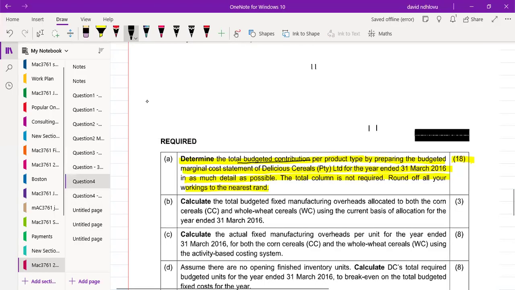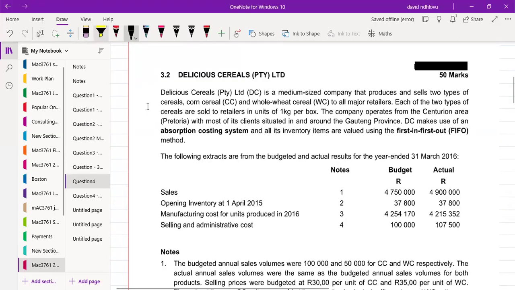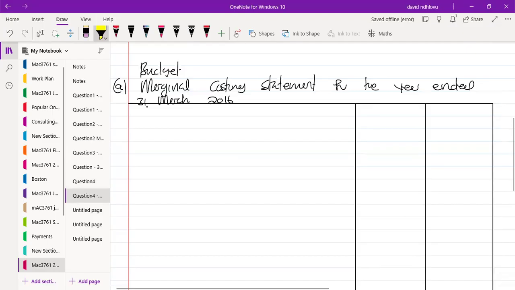Right, let's go to the case study. What does it say? Right, Delicious Cereal Private Limited, DC, is a medium-sized company that produces and sells 2 types of cereal. The corn cereal that they call the CC and the whole wheat, which is the WC, to major retailers. So we have identified our 2 products, right? There is the corn cereal, and then there is the wheat cereal.